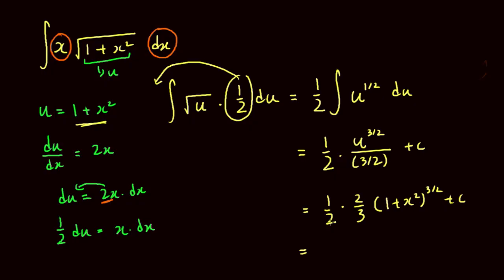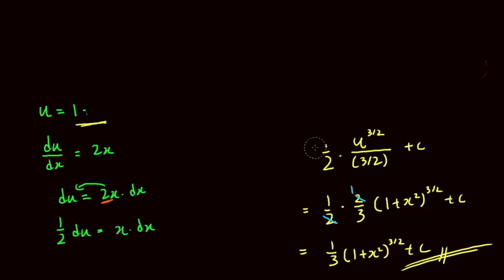Okay, you can of course cancel out the 2, right? It just becomes 1, easily. So therefore you're left with 1 over 3 times 1 plus x squared to the power of 3 over 2 plus c. So that is your final answer. Okay, pretty straightforward. Now let's go for a more interesting question.